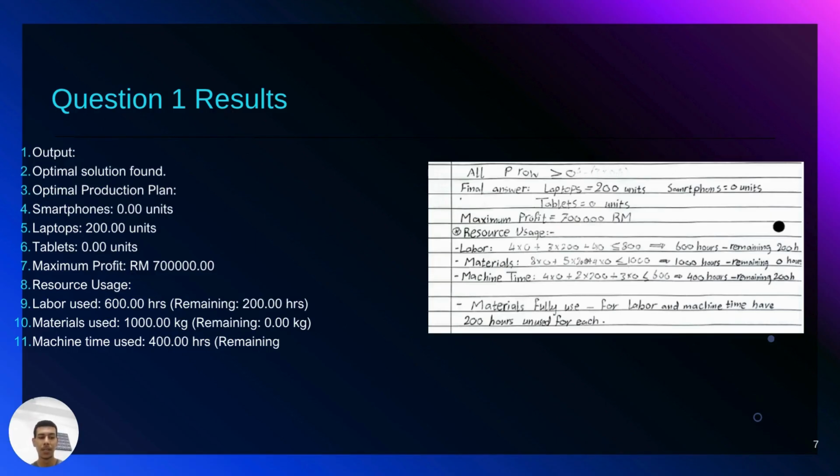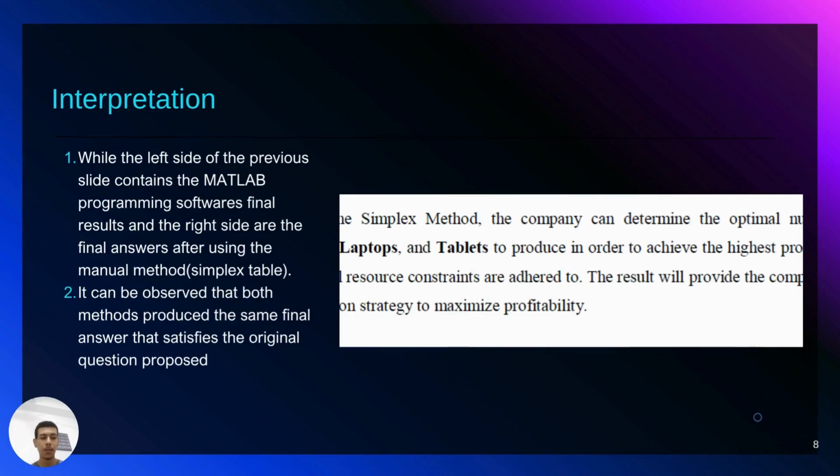This gives us the maximum profit of 700,000 ringgit. Now looking at the resource usage, we have used 600 out of 800 labor hours, which gives us 200 hours remaining. And the materials, we exactly use 100 kgs. And for the machine time, we use 400 out of 600 hours, which gives us 200 hours remaining.